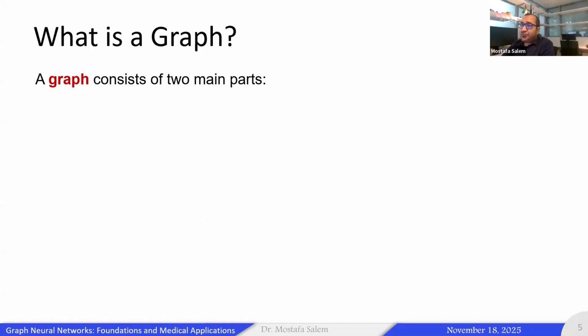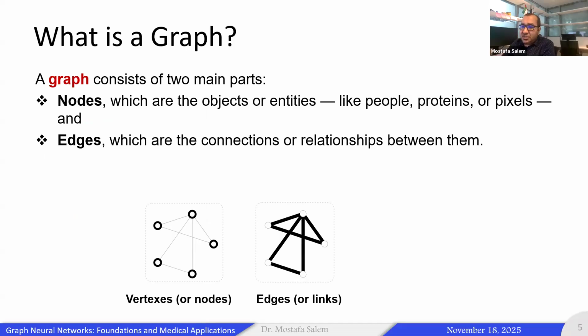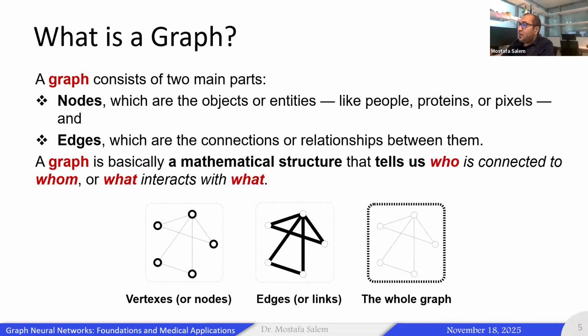So a graph consists of two main parts. First are the nodes, as you can see in the figure. Nodes are the objects or the entities, like people, proteins, pixels, etc. Then the edges, which are the connections or the relationships between them. And then both nodes and edges together represent the whole graph. So a graph is basically a mathematical structure that tells us who is connected to whom and what interacts with what.